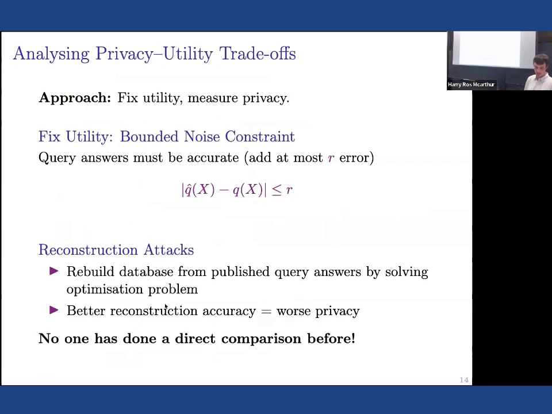So how we fix utility is we enforce this bounded noise constraint. So query answers must be accurate to at most R error. So the plus or minus one before, now R, I can generalize it. And having fixed that utility constraint, we can measure privacy with some reconstruction attacks. Basically, what can you reconstruct about the underlying database given the observed outputs?